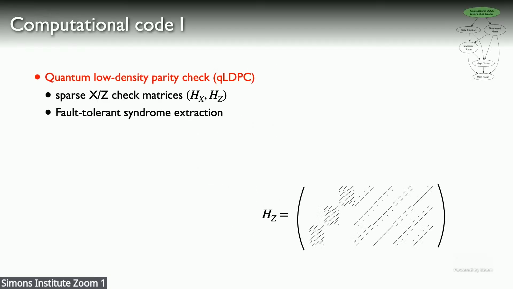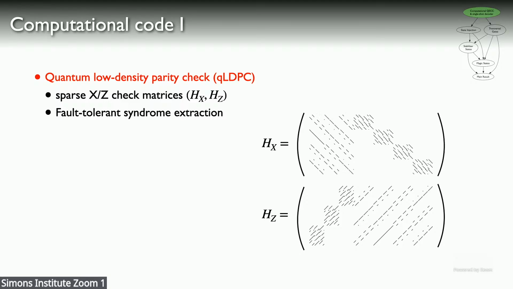So the computational code is going to be a qLDPC code. And all that is, is a code defined by these two binary check matrices, X and Z. It's CSS. The columns of this correspond to qubits, and the rows correspond to a stabilizer generator of our code. For example, this bottom row here corresponds to this operator here. So the code is the simultaneous +1 eigenspace of all the stabilizer generators in the Z basis for this matrix and in the X basis in this matrix.